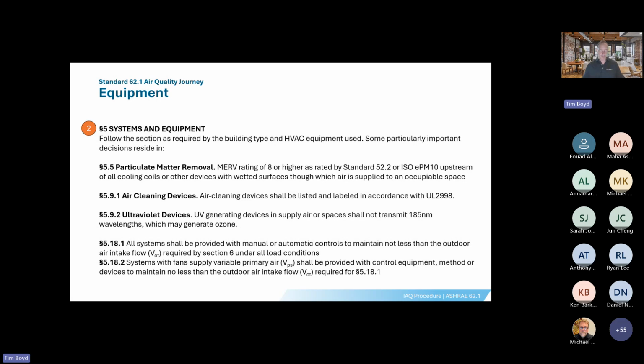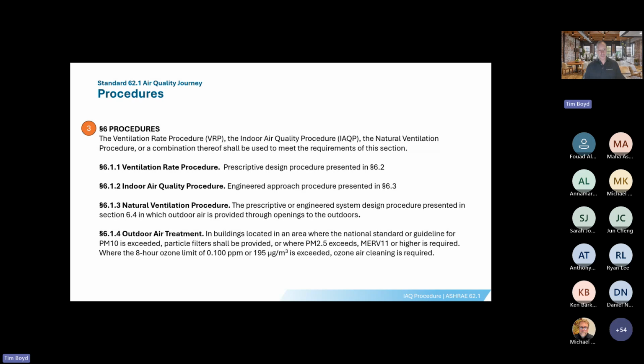And then the last two, 5.18.1 and .2, really speak to the control strategy, simply that the control strategy meets your minimum ventilation design and so forth. Those are all things that you're probably very aware of. Now you step into the procedures, and this is where it branches. You go into the ventilation rate procedure or the indoor air quality procedure, in accordance with the space or zone that you're looking to design.